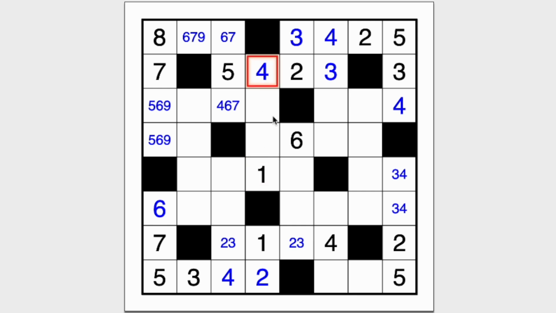Now we've got a 1 and a 4 in 4 cells, so these are 2, 3. We've got a 6. Could this be 6 and 2? 6, 5, 4, 2? No, not enough room. So this is a 3. And these are 4 and 5 in some order.